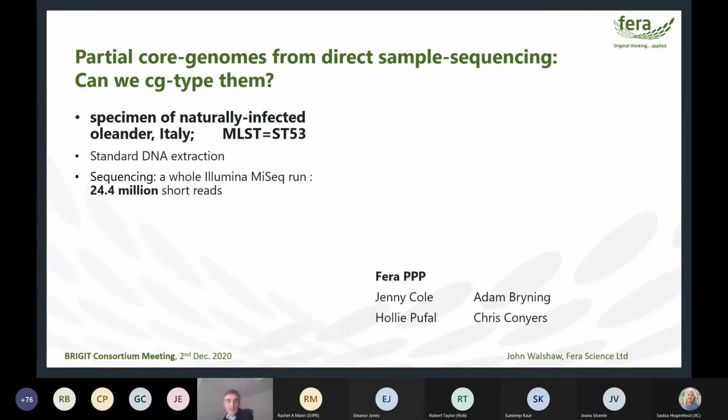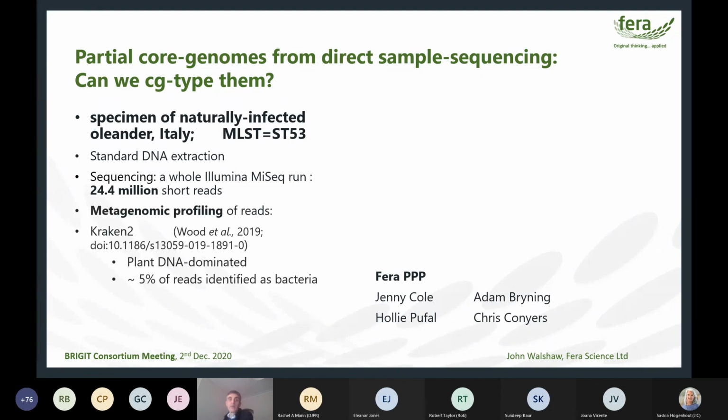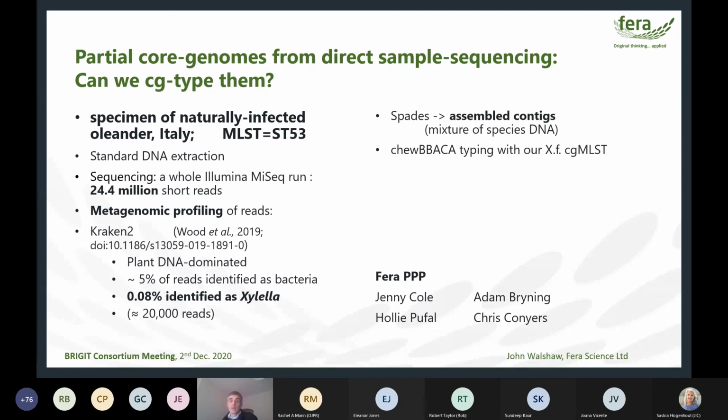This is standard DNA extraction, but we dedicated a whole MiSeq run to this. So we got about 24 million reads. Sam did some metagenomic profiling, and basically it looks like about 5% of the reads were identified as bacteria, but 0.08% identified as Xylella. You can do the maths, see what the probable average coverage is per core locus. So we got about 20,000 reads.